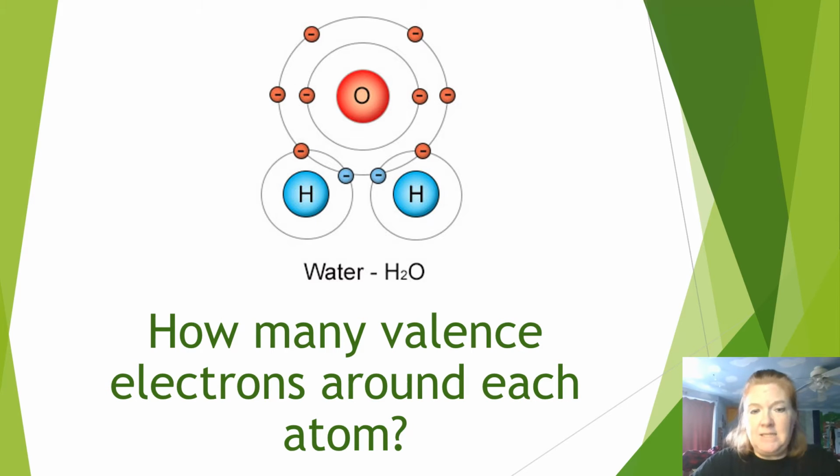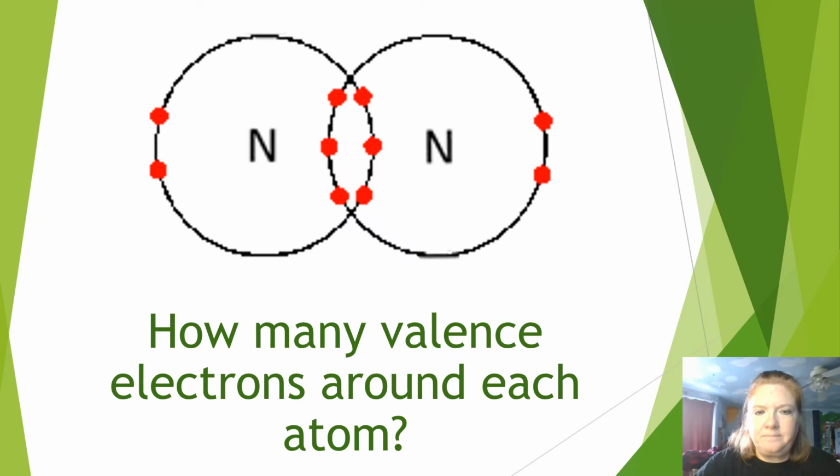What about in this case? How many valence electrons are around each atom? Well, these two electrons right here are not valence because they're not in the outermost energy level. So let's count outside. 1, 2, 3, 4, 5. This counts, it's shared. 6, 7, 8. How many are around this hydrogen? 2. How many around this hydrogen? 2. So do you see atoms end up with 8 valence electrons or 2 total, which is stability.